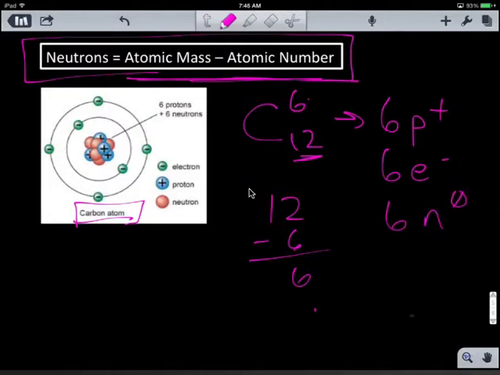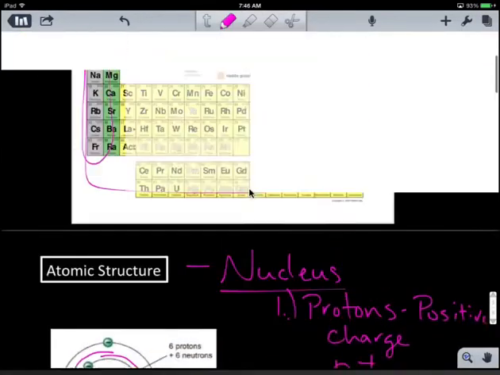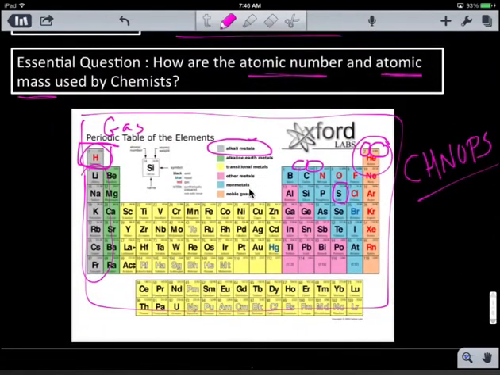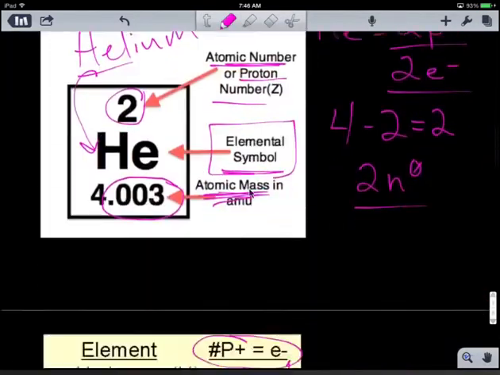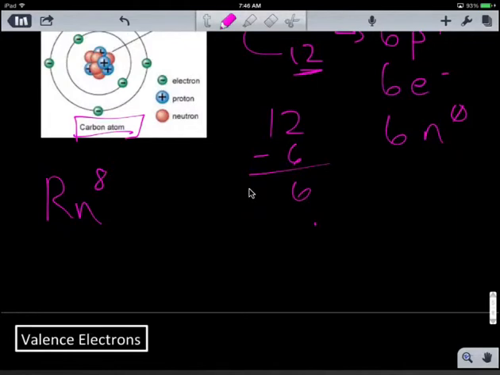Let's try a little more difficult atom. Let's look at radon. Radon is one of our noble gases. We'll talk more about the specifics of noble gases later. But you can see here is radon. It has 86 and 222. So 86 is its atomic number and 222 is its atomic mass.